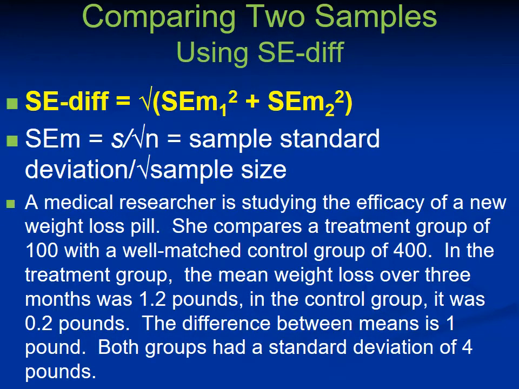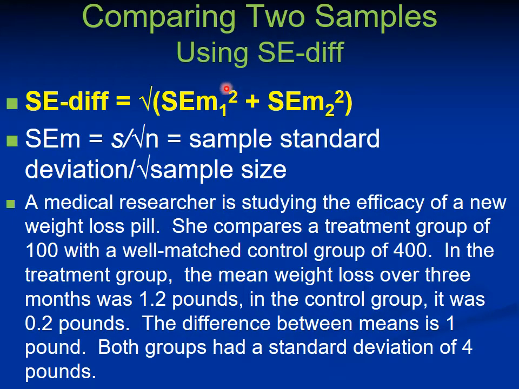Okay, so this is the mathematical formula for standard error of the difference between two samples, which you can see involves first calculating the standard error of the mean of each sample, sample 1, sample 2. And then, which by the way, that formula is up here on the slide, we calculate standard error of the mean by using the sample standard deviation divided by the square root of the sample size.